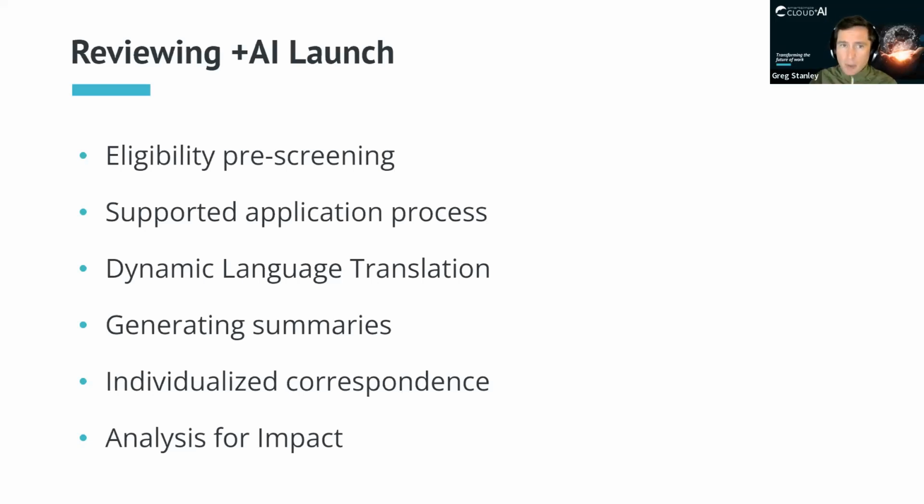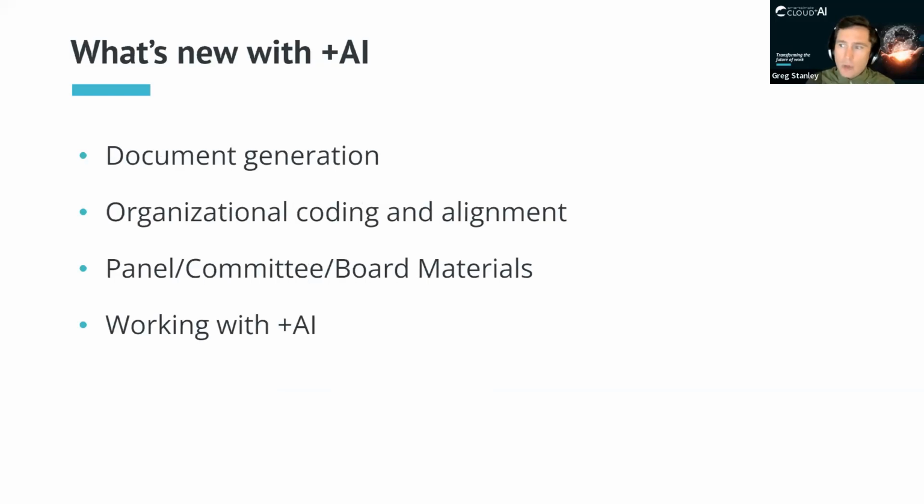So we're going to go a little bit deeper today. We're not going to repeat what we did last time. We're going to look at some new scenarios and some new use cases. What we're going to look at is document generation. We've simplified things a little bit. One of the more straightforward use cases is generating personalized documentation. So Garrett's going to take us through reviewing some award and declination letters and how they can change depending on the situation. We're also going to look at organizational coding and alignment.